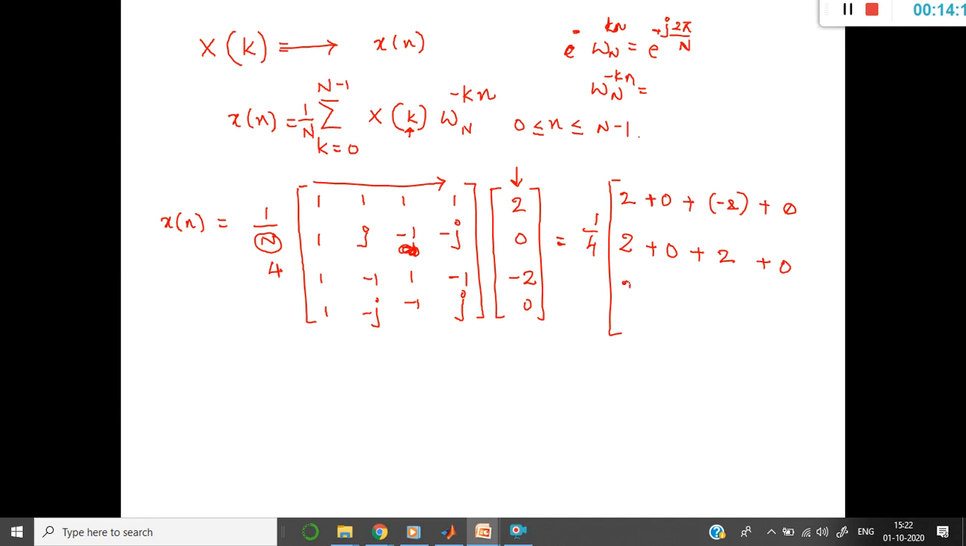Again the third sequence is 2, 0, then minus 2, then again 0. So 1 into 2, that is 2, minus 0 or plus 0, minus 1 into minus 2 is plus 2 here, again 0. Now just add the sequences.